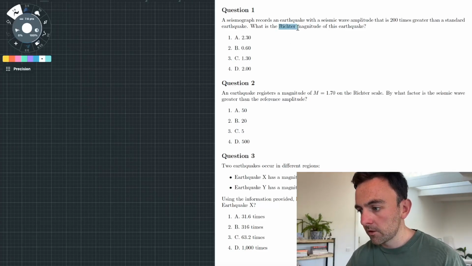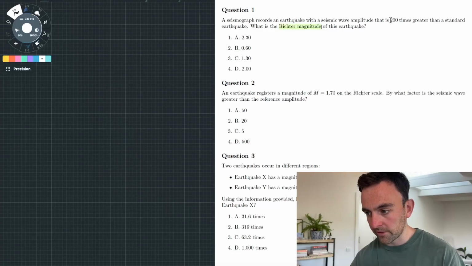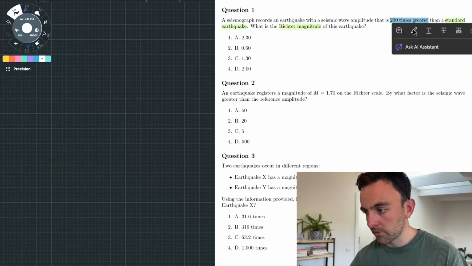So just highlighting the key words. So we've got Richter magnitude. That's obviously what we need. So that's our output variable. So maybe we'll just start with that. Standard earthquake is probably going to be relevant as well. And then 200 times greater.